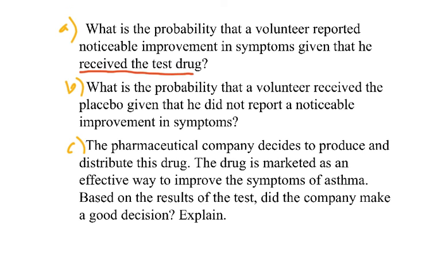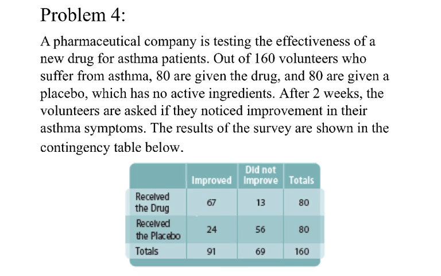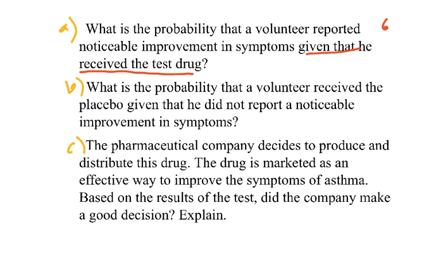A, what's the probability that a volunteer noticed improvement in symptoms given that they received the drug? So it's given that they received the drug. So this is out of the number of people who received the drug. So out of this group of people, the probability that they improved, well, there were 67 out of those 80 that improved. So this is 0.8375.